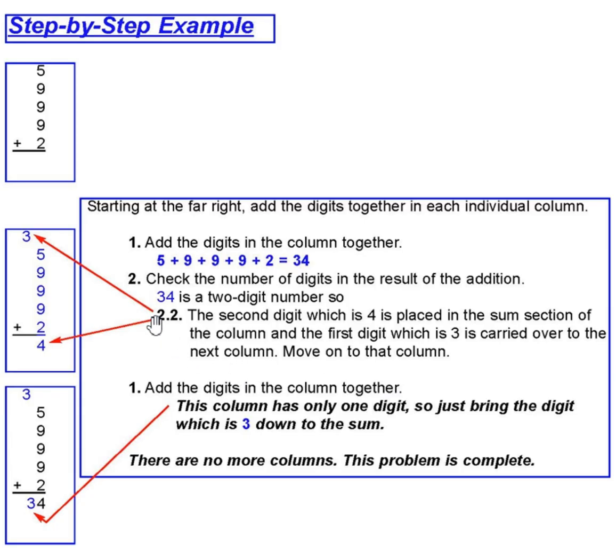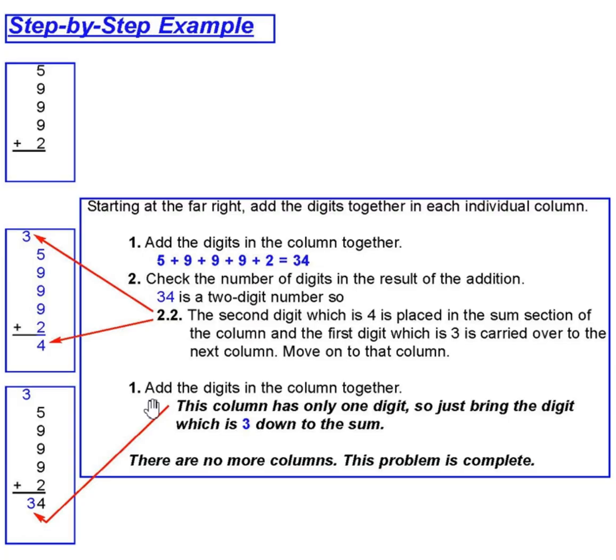Since this problem only has one column of digits, we will carry the 3 over to a new column, as you can see here. Again, I will repeat. Since this problem only has one column of digits, we will carry the 3 over to a new column right here. And as you can see, this column has only one digit, and that is 3. Move on to that column.